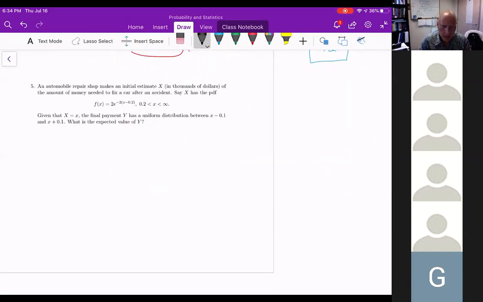Let's say X has the PDF given here, which is 2e to the negative 2 times (x minus 0.2) power, where X is from 0.2 upwards, so it's between 0.2 and infinity. Given that X is some general X value, the final payment Y has a uniform distribution between X minus 0.1 and X plus 0.1. What is the expected value of Y? So that's what we want to know: the expected value of Y.